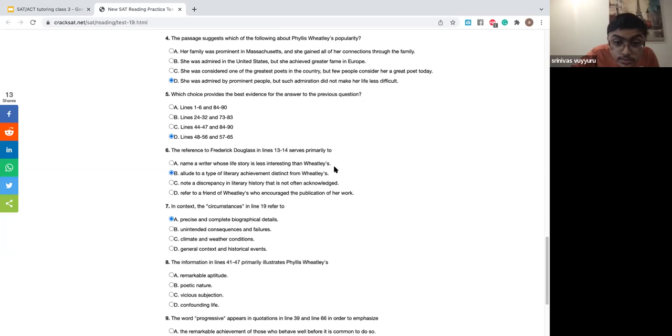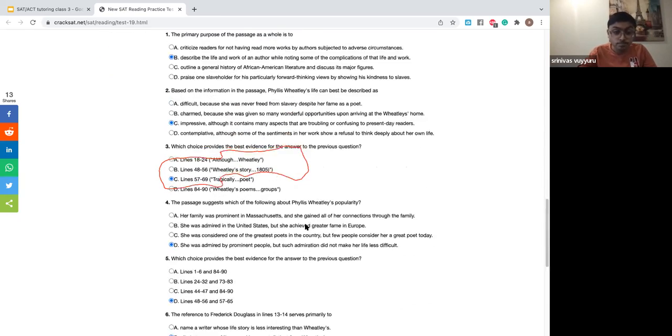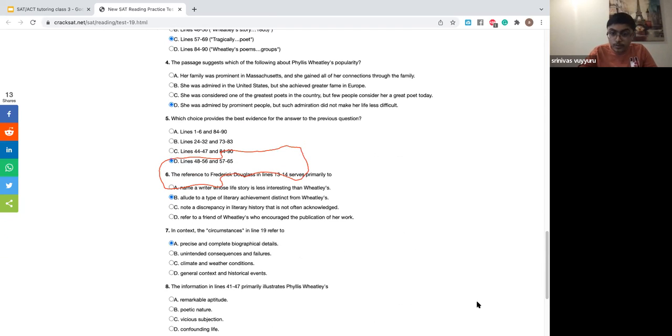Primarily illustrates. Okay, so basically what this entire passage is doing is talking about why they allowed her to read and write. And this section of it basically tells us that she has a lot of talent, and that's why she was allowed to learn how to read and write. So with that, we go back down here.